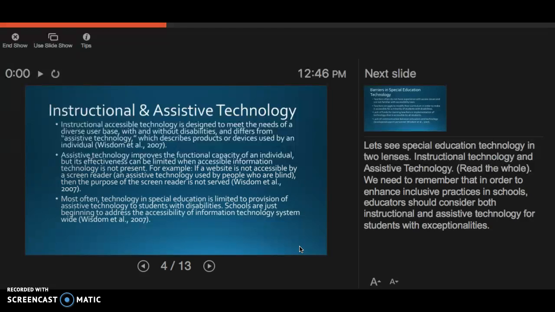And most often, technology in special education is limited to provision of assistive technology to students with disabilities. When we think special education, we just think assistive technology: the kid has a device and we are okay, we are done. And it does not stop there. Schools are just beginning to address the accessibility of already available information technology systems in schools to be accessible by students with disabilities.